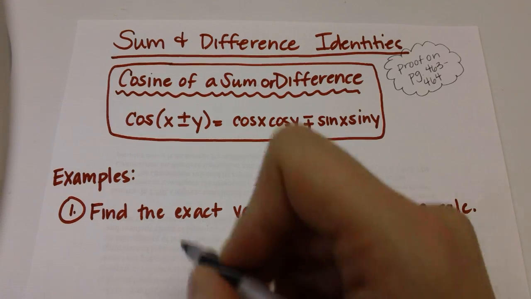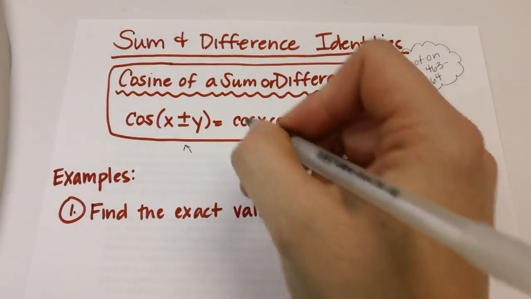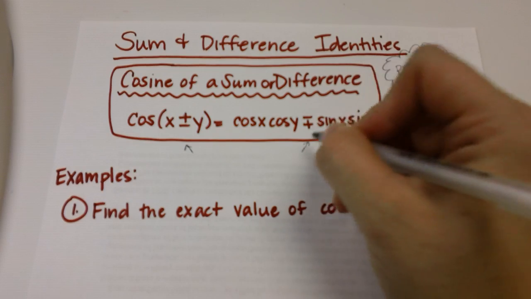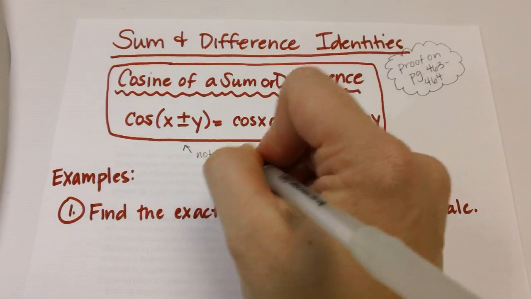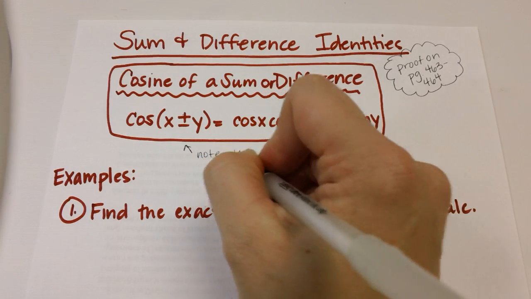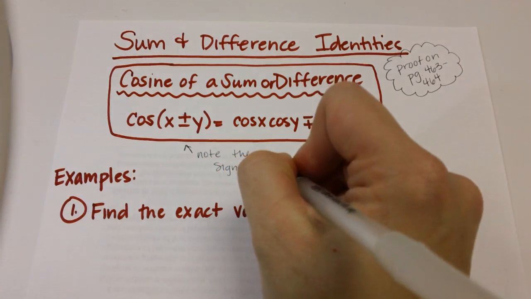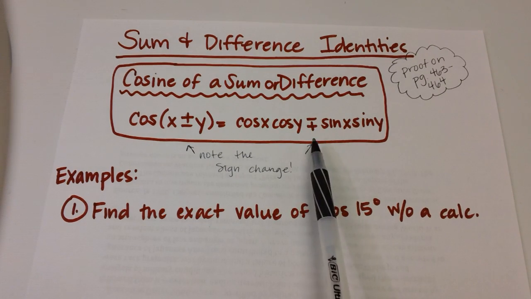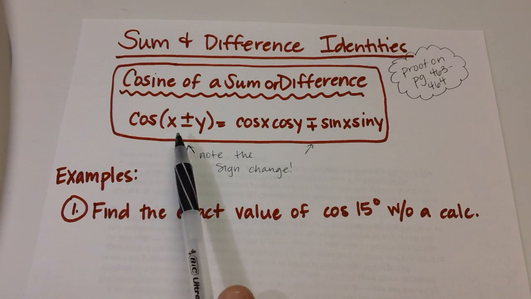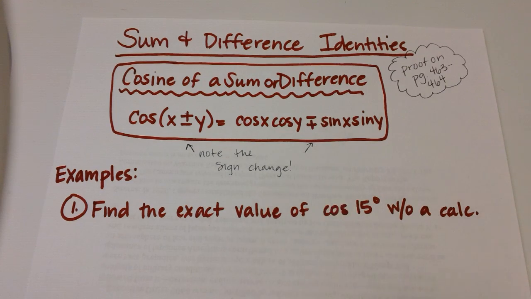So please make sure that you see that this is the sign change, okay? Pay close attention to that. So note the sign change. Okay, so if you're adding your 2 angles, you're going to be subtracting over here, and if you're subtracting your 2 angles, you're going to be adding in the identity.